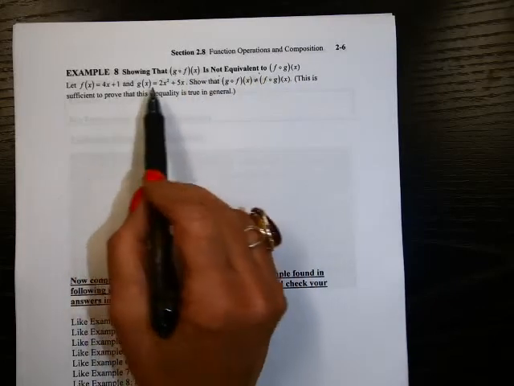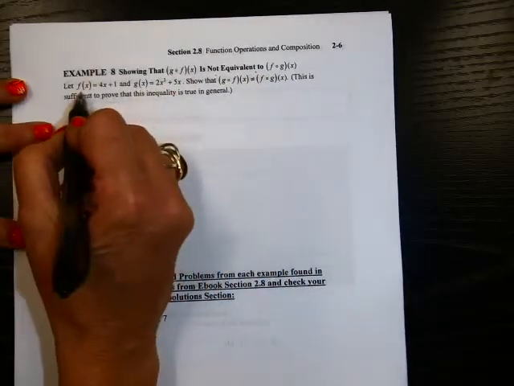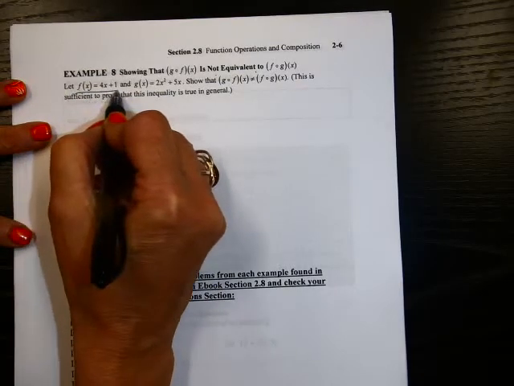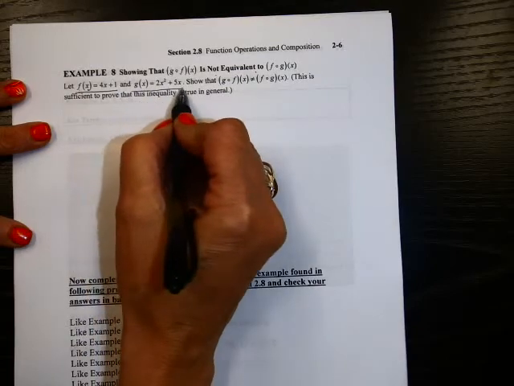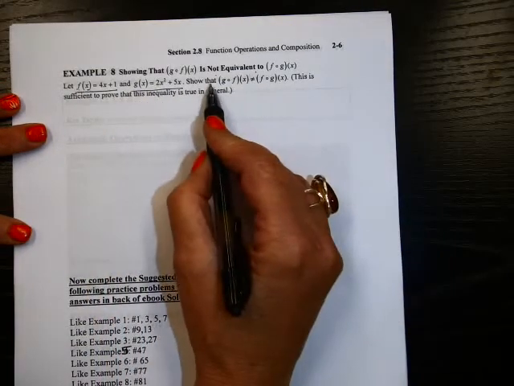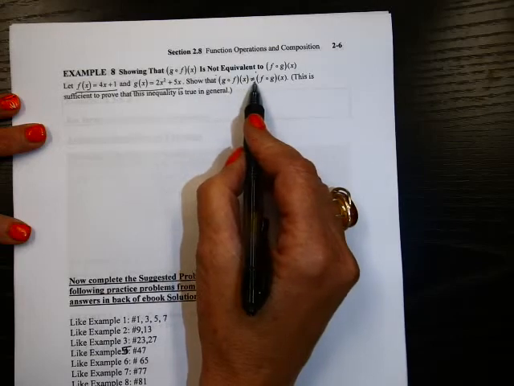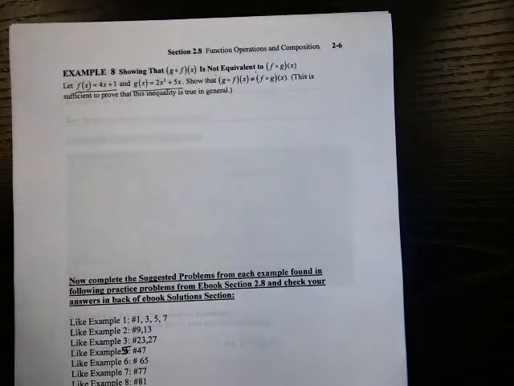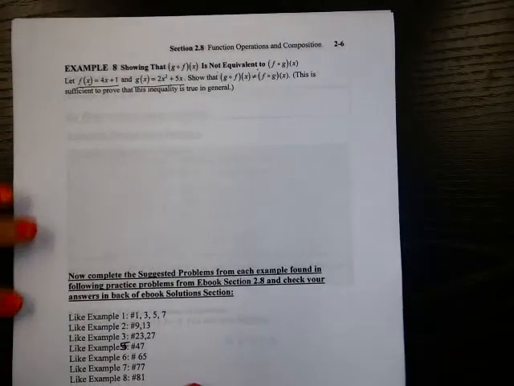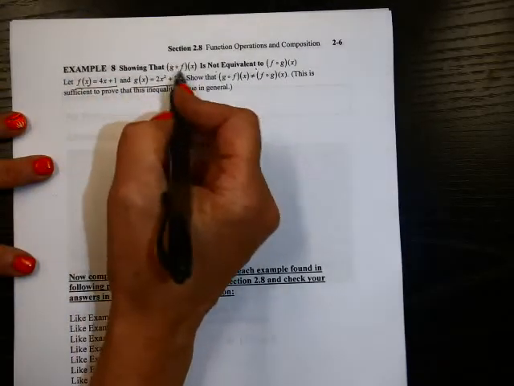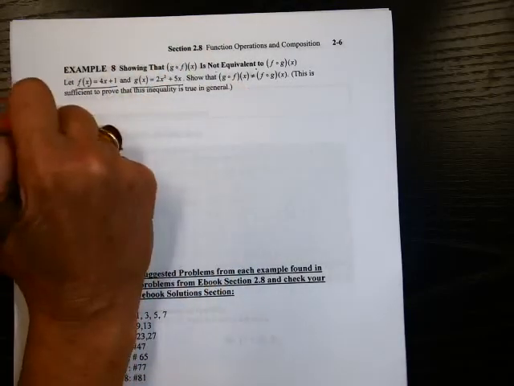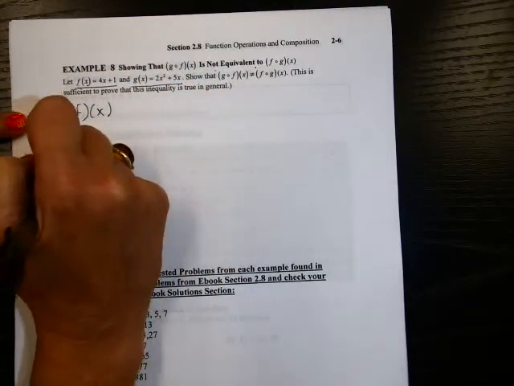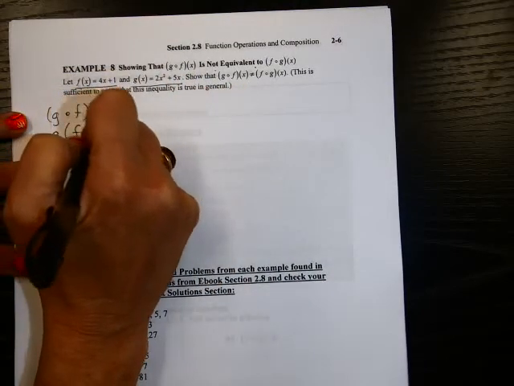So they want us to show that if they give me these two functions to be defined as f of x is 4x minus 1 and g of x is 2x squared plus 5x, they want me to show that g of f of x is not the same as f of g of x. Alright, so let's just do this and show that the outcomes are different. So I'm going to first take g of f of x. So that means I'm taking g of whatever f of x is.